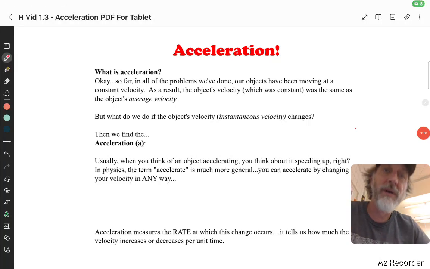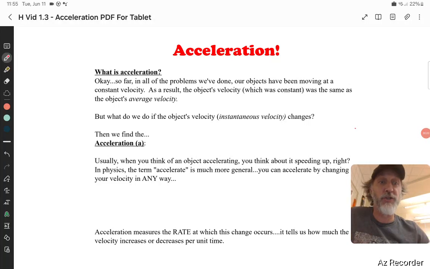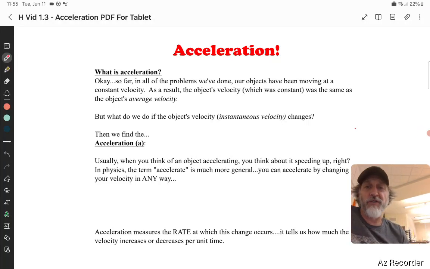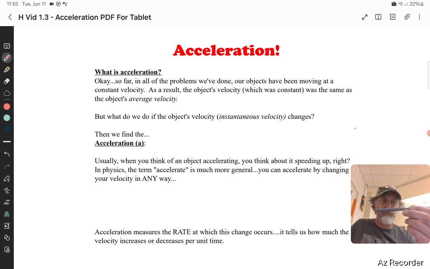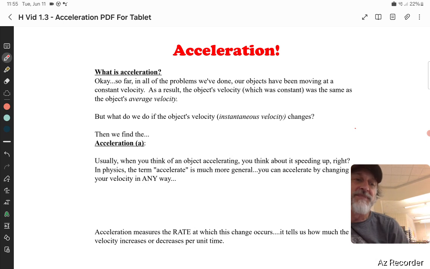All right, here we go. So today we're going to learn about acceleration. What is acceleration? Well, so far, in all of the problems that we've done, our objects have been moving at a constant velocity. But we haven't had anything that has been speeding up or slowing down. All right, so our objects have all been moving at a constant velocity.